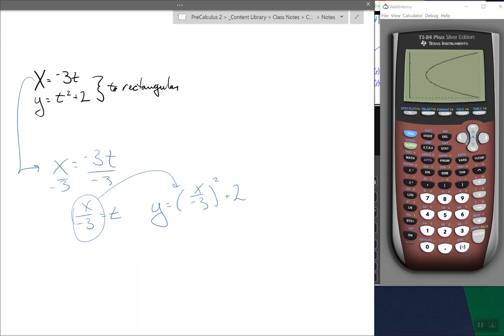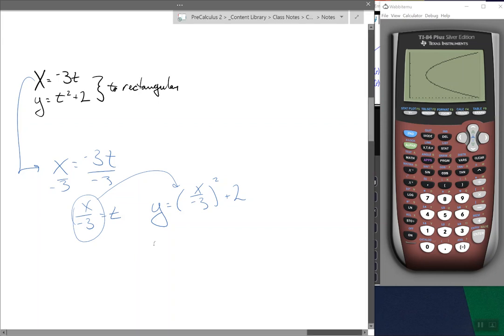If you're looking for something specific, say on a multiple choice style test, they'll probably go ahead and square that out. So the numerator would be x squared, and the bottom would be positive 9, plus 2.